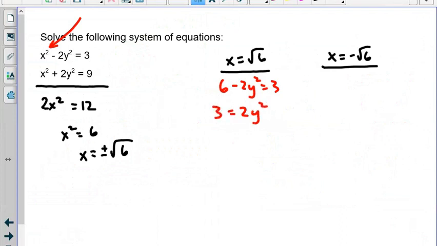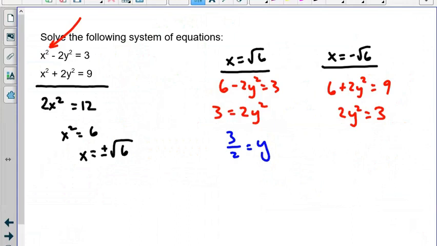And just for the fun of it, because we didn't have to do both things, I can do it in both equations. So 6 plus 2y squared equals 9. I get 2y squared equals 3. So as you can see, in both equations, we're going to get the same value. I'll finish solving one of them. 3 halves equals y squared. Square root both sides. I get root 3 over root 2 equals y. Don't forget the plus or minus.